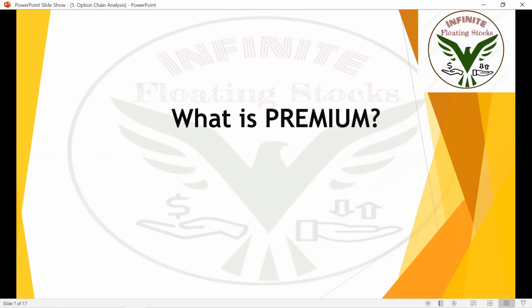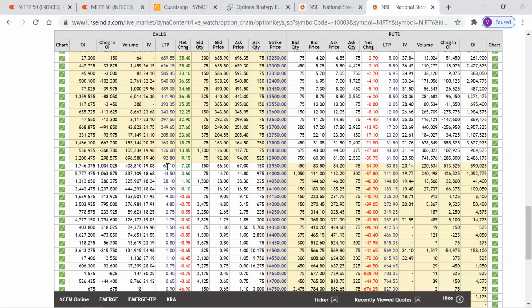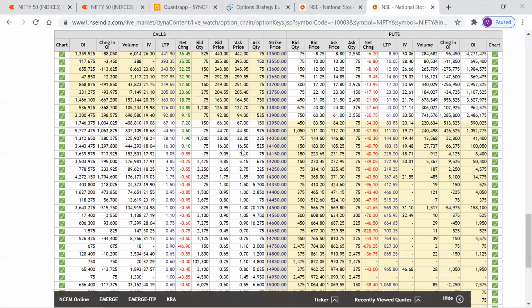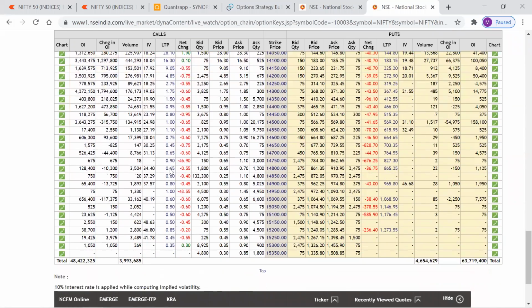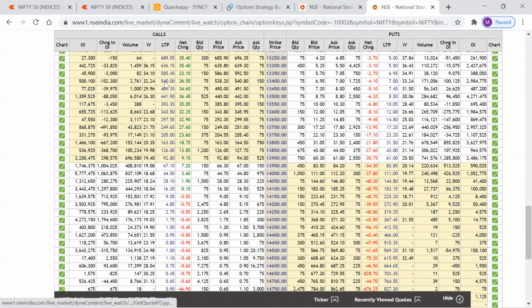So where can you find premiums in the option chain table? It's pretty simple. Let's go back to the table. So this is the table. What is premium? Next to change in OI, volumes, IV, there is LTP. This LTP is our premium column. LTP is nothing but last traded price. So all these are premiums.